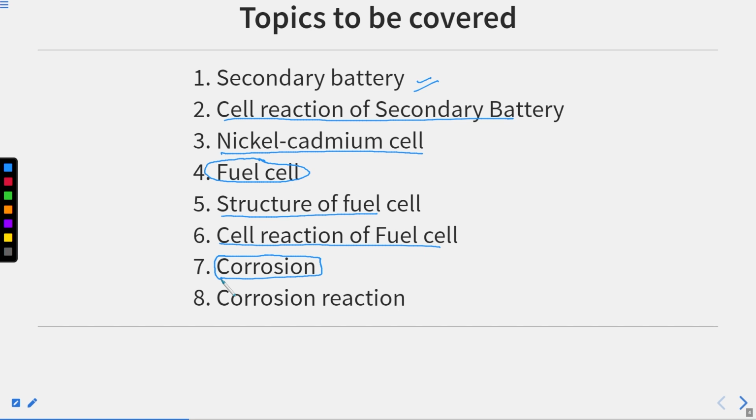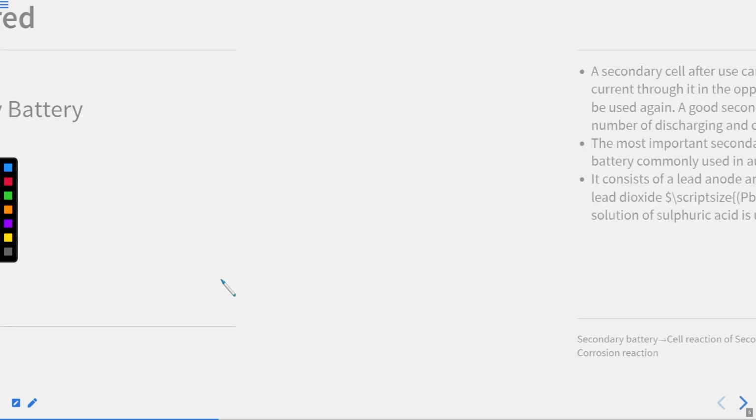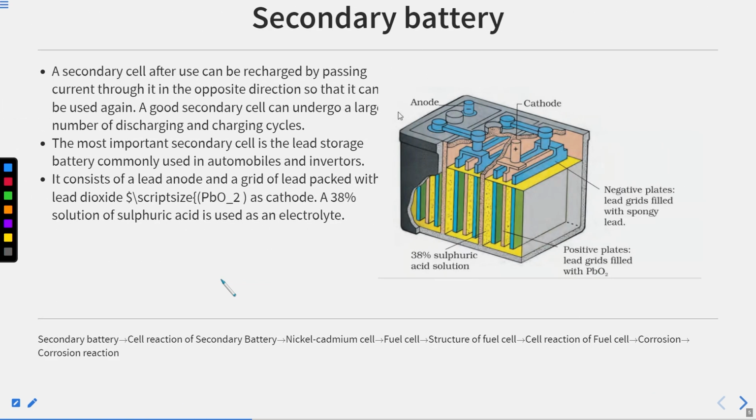So this corrosion is a kind of spontaneous redox reaction that occurs due to exposure of iron to moisture or water, right? You will see how interestingly this phenomenon works, this corrosion. You will see the reaction of it. So first of all, secondary battery.